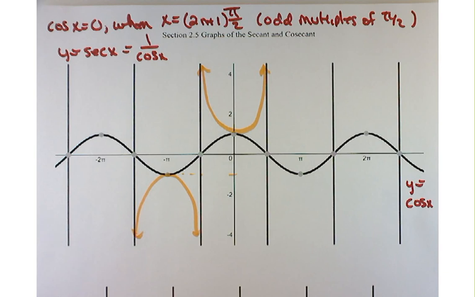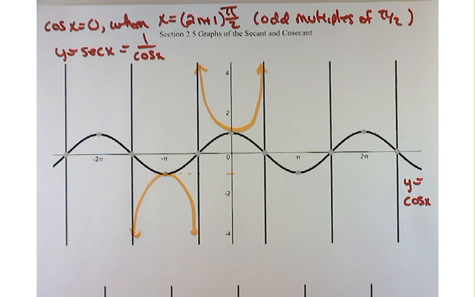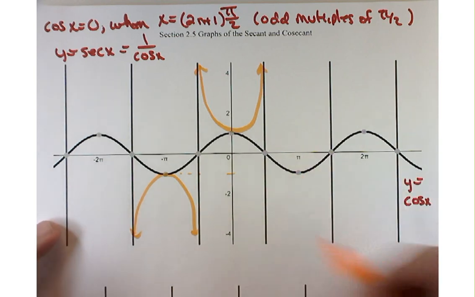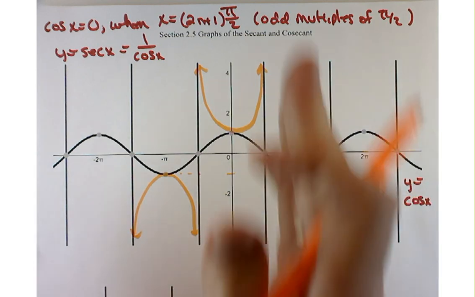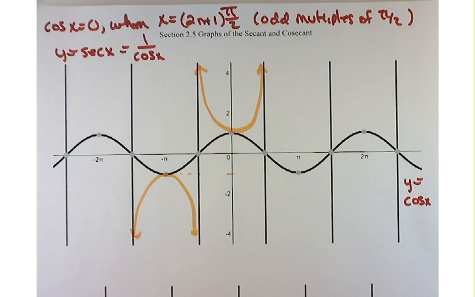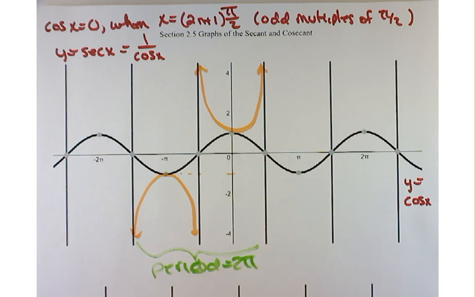Your graph should get close to, but not quite touch, the vertical asymptotes. If it accidentally touches a little bit, that's fine. Just make sure you don't ricochet off of it and come back in on itself. This is one period of the graph of the secant. So period equals 2 pi. After this, the graph's going to repeat itself.